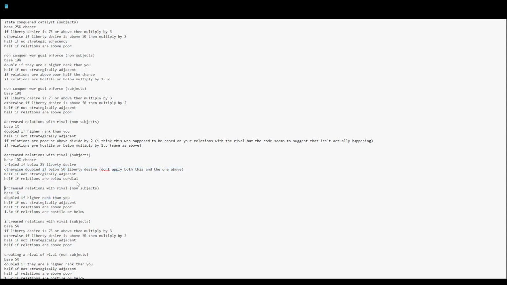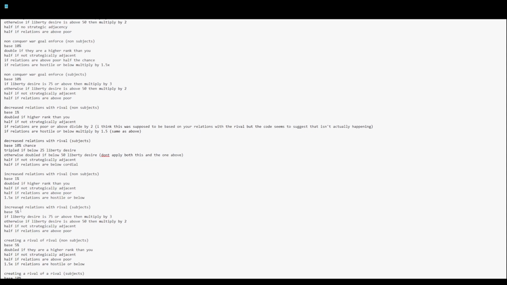This one's increased relations with rival, base of 1%. Doubled if higher rank than you. Half if not strategically adjacent. Half if relations are above poor. 1.5 times if relations are hostile or below.